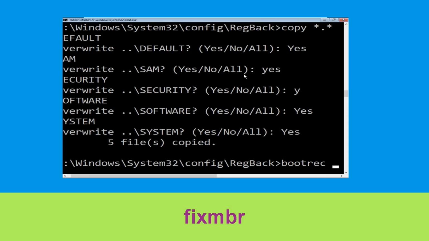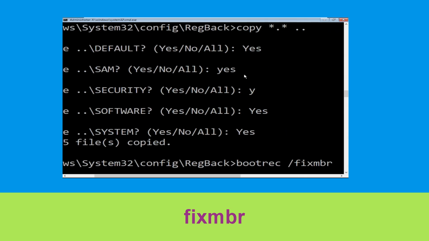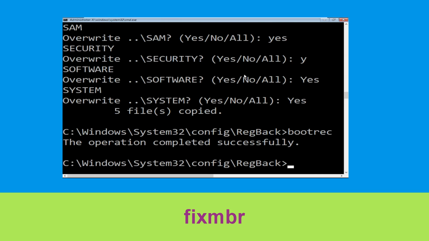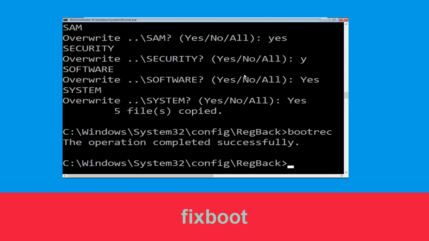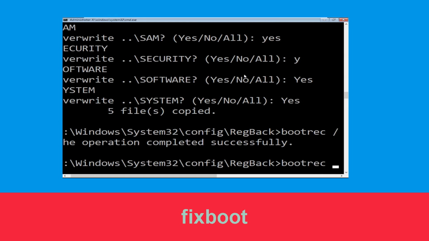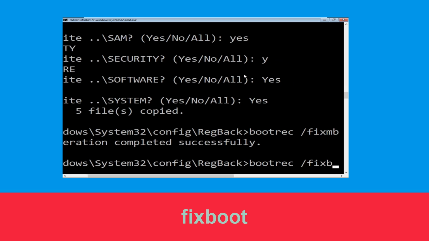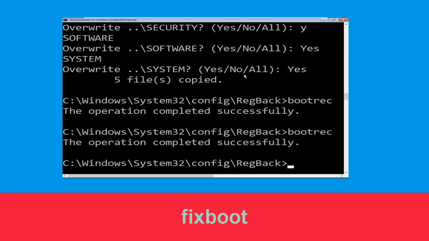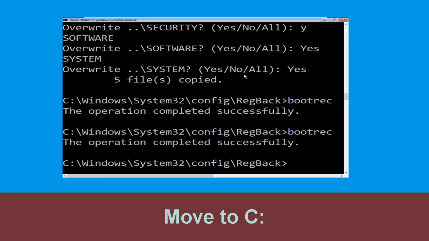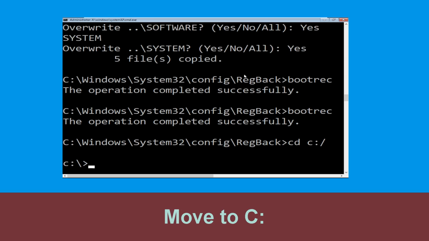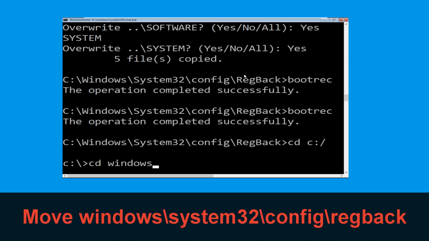Type in bootrec /fixmbr and hit enter to execute the command. Now type bootrec /fixboot and hit enter to execute. Now execute this command: cd c:/. Now type cd Windows/system32/config/regback and hit enter to execute.